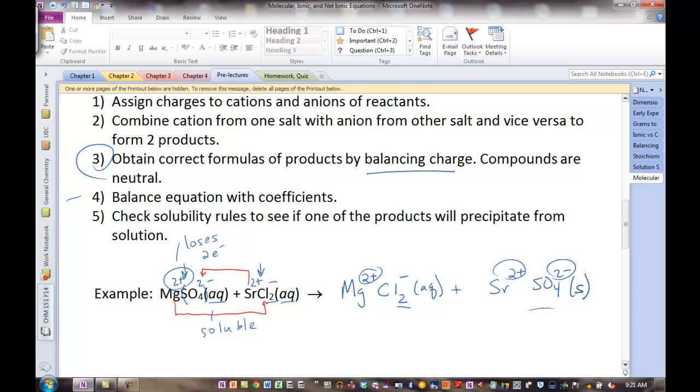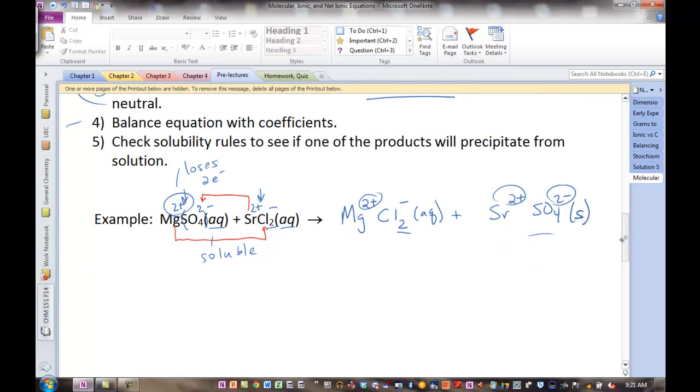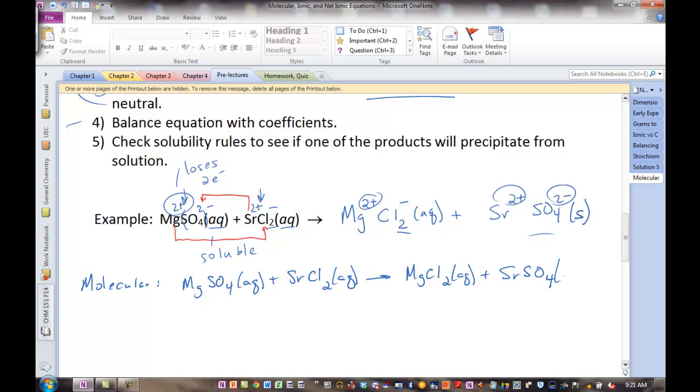Okay, not so bad. Now, that kind of is our molecular equation, but we have these charges and everything all over the place. When we write out our molecular equation, we want it to look a lot cleaner than that. So let's rewrite this without the charges. So it will be magnesium sulfate in solution plus strontium chloride in solution, magnesium chloride in solution, and then strontium sulfate will be a solid. There you go. There's your molecular equation.